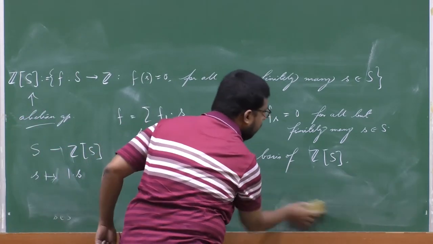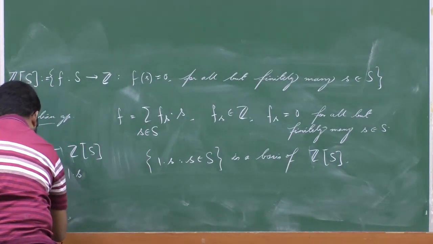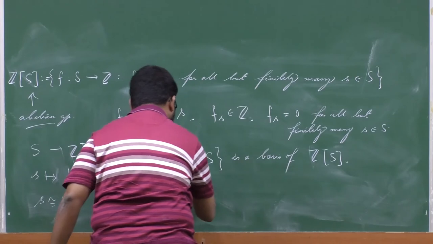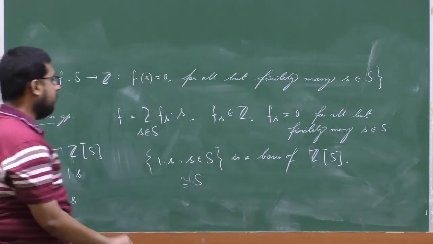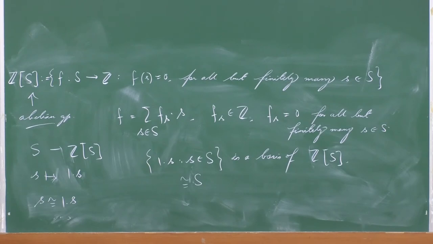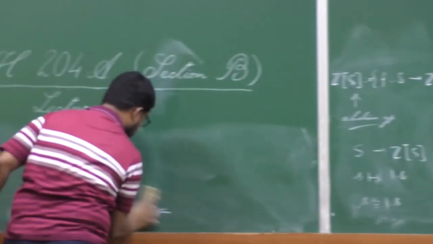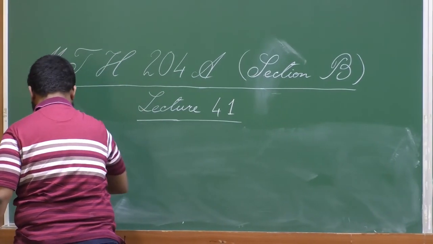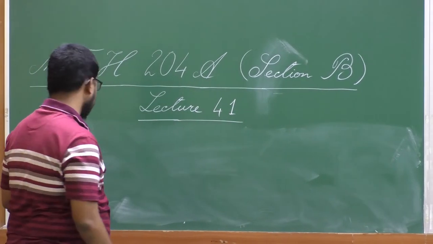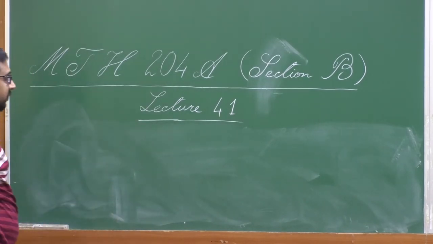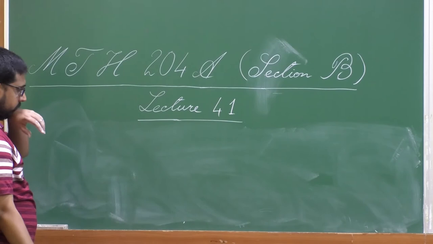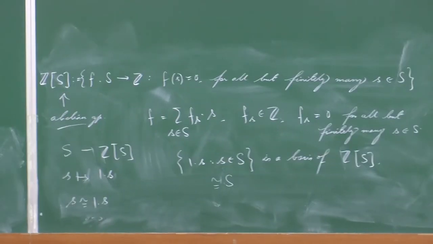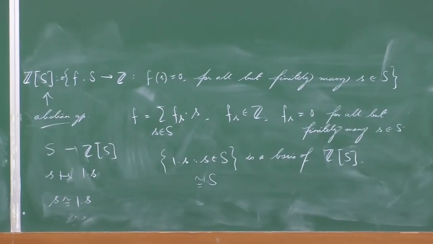And then furthermore, like earlier, we will identify S with 1 times S. Therefore, this set will be identified with S. So thus, we can say that S is a basis of Zs. And a similar thing also holds here.